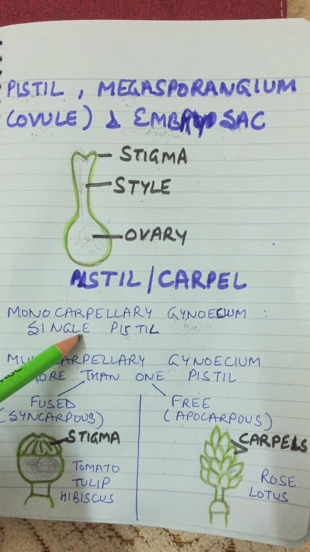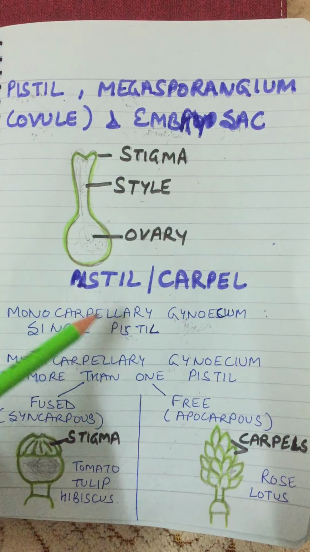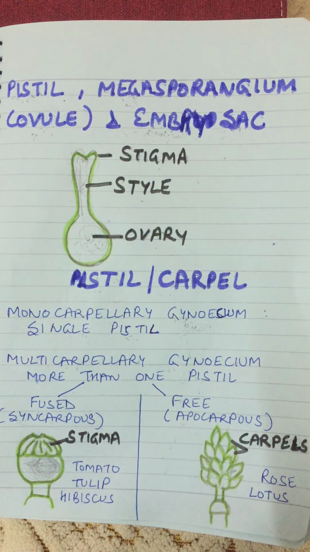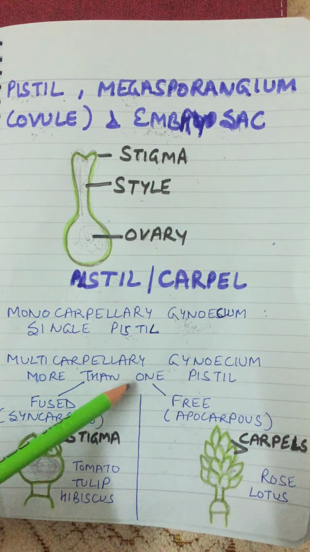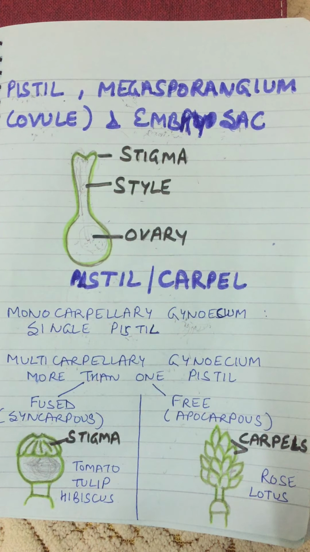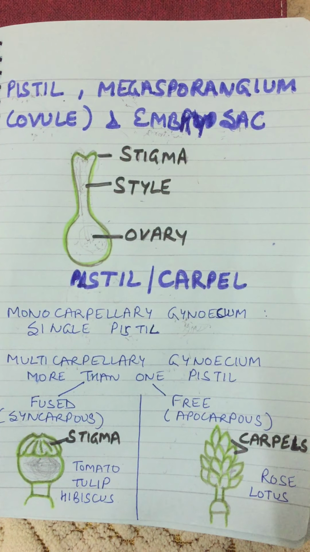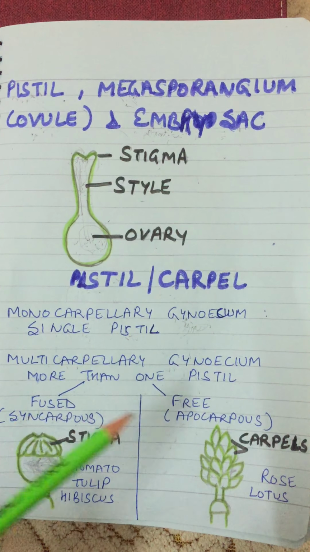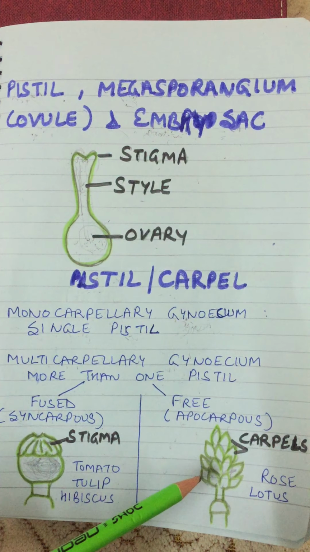In a flower, there can be a single pistil or carpel, then it will be called monocarpellary gynoecium. In some cases, there is more than one pistil or carpel. In that case, the gynoecium is called multicarpellary gynoecium. Multicarpellary gynoecium is of two types depending upon whether the pistils are fused or free.